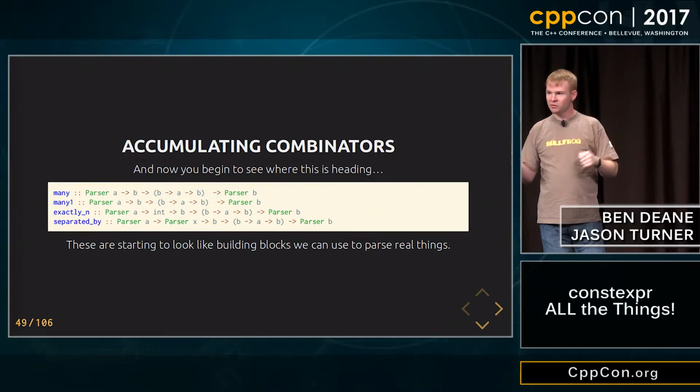Exactly n, you can probably guess what that does. It takes the int argument as its second argument, and so it runs a parser exactly n times, and combines the results together.